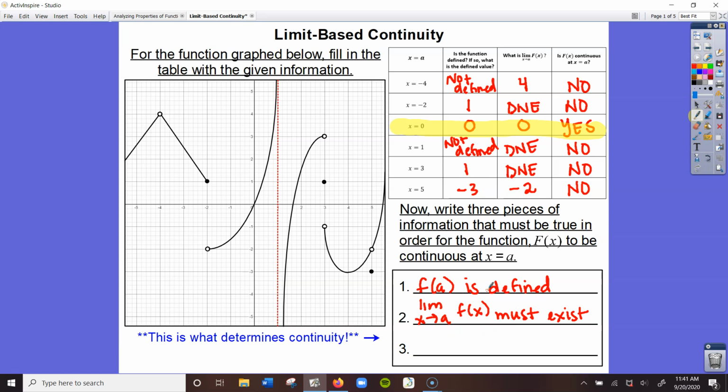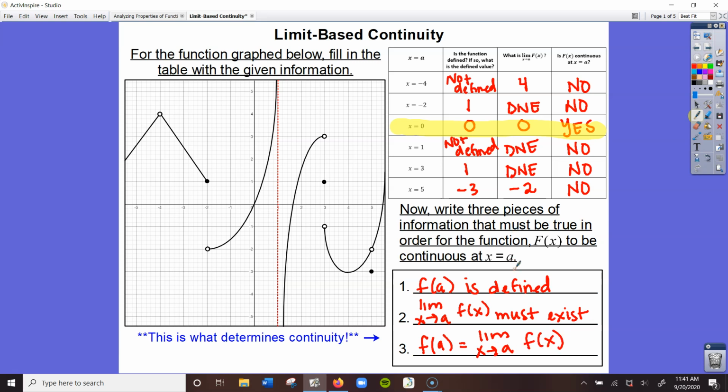Now to determine continuity, we see when we compare the second column with the third column, that the defined value and the limit value are equal to the same number. And this is how we can tell that it is continuous, whether you have a graph or not. So that third condition of continuity is that your defined value, f of a, must equal the limit value. So the limit as x is approaching a of f of x.